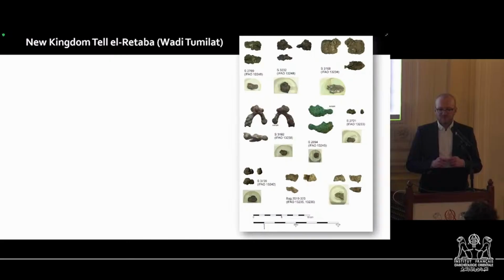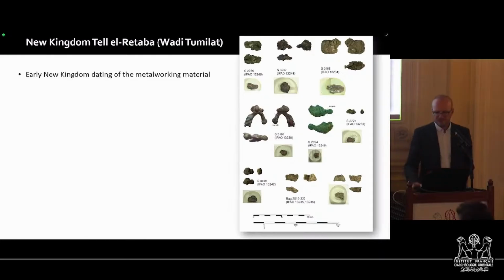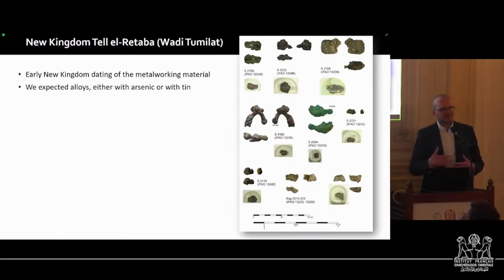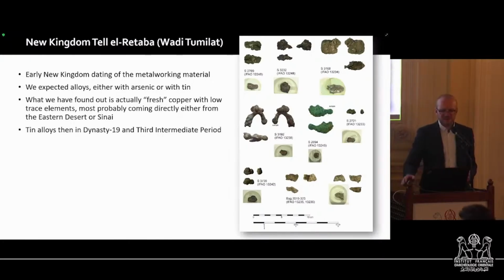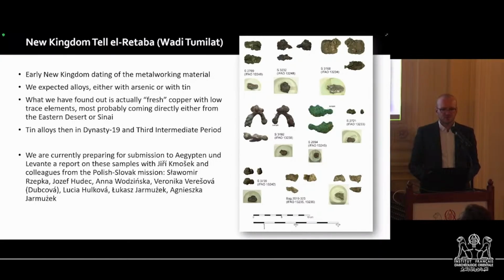We will move briefly to el-Retaba, an early New Kingdom site, but also a Third Intermediate Period site in Wadi Tumilat, where we had quite a lot of metalworking material, and we expected alloys either with arsenic or tin, and some more information about these processes maybe from slightly later times. What we have found out is that they were very likely processing fresh copper, which was coming from somewhere from the Eastern Desert or Sinai. So you can see that even in the sites that were part of the nome structure, they were processing copper, which we can show on the material that this is coming directly from the desert and it's not alloyed. And they are using it on the site, and almost all of these samples were this copper without alloying additions. Then tin alloys appear in the 19th dynasty and Third Intermediate Period, but we need to do more samples from el-Retaba, and about these samples we are preparing a report into Egypt and the Levant.